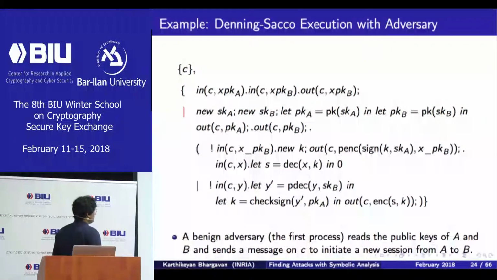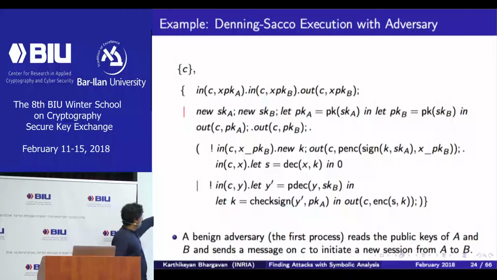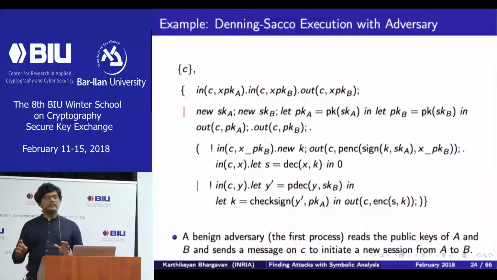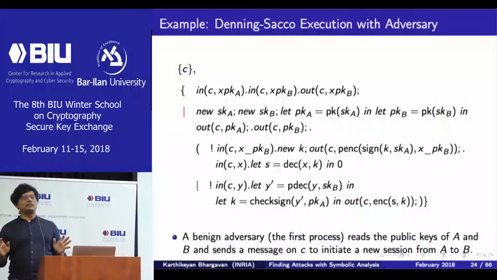So let's take the Denning-Sacco protocol model that we had before, which is this stuff, from here to here. And let's put it in parallel with an adversary. The adversary is going to be very benign. All the adversary is going to do is wait until the Denning-Sacco model gives him the public key of A and the public key of B. And then he's going to trigger the process A and say, please communicate with B.